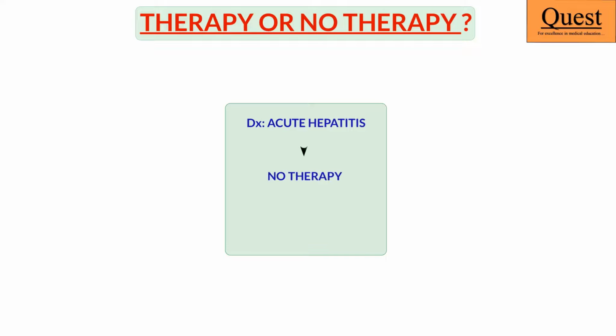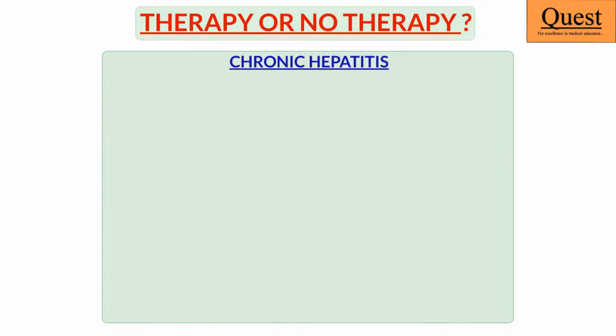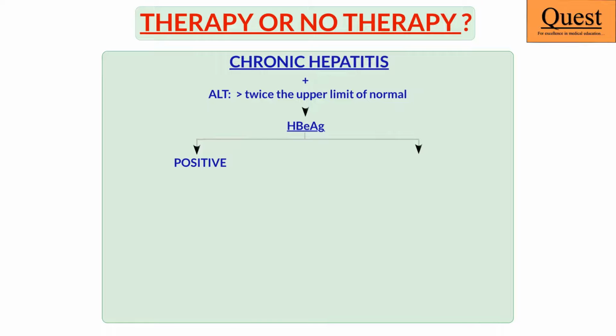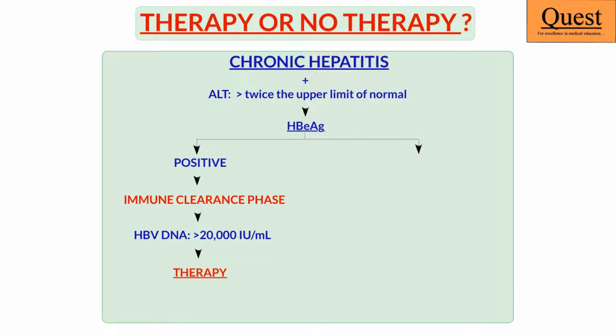So whom should I treat? What are the indications for therapy in chronic hepatitis B? Remember, I do not treat acute hepatitis B with antivirals because most of them are going to be self-resolving. But if my patient has chronic hepatitis and ALT is more than 2 times the upper limit of normal, I would be now looking for HBe antigen. If HBe antigen is positive, that is the immune clearance phase of the patient. Here, if the DNA levels are more than 20,000 international unit per ml, that's an indication for therapy.